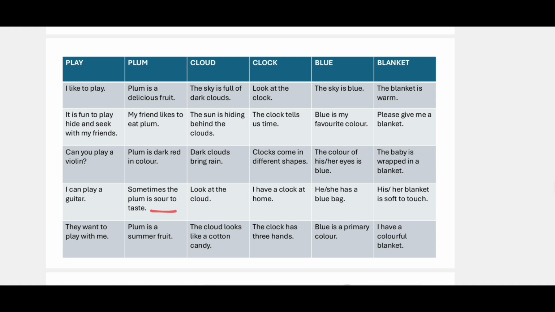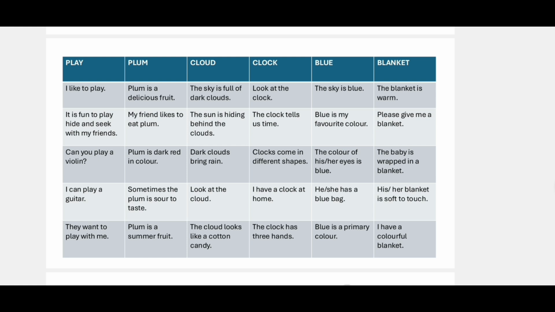Now blue. The sky is blue. Blue is my favorite color. The color of his or her eyes is blue. He or she has a blue bag. Blue is a primary color. Next, let's go to blanket. The blanket is warm. Please give me a blanket. The baby is wrapped in a blanket. His or her blanket is soft to touch. I have a colorful blanket.